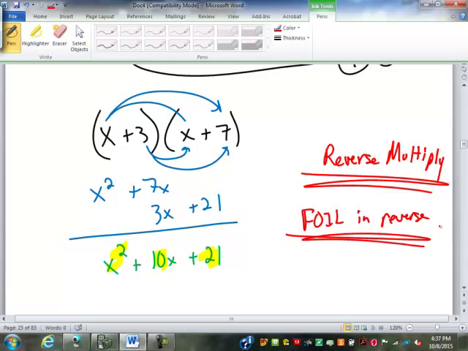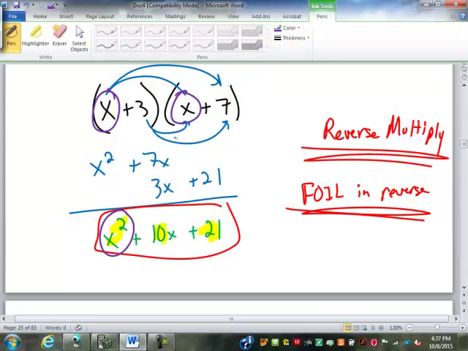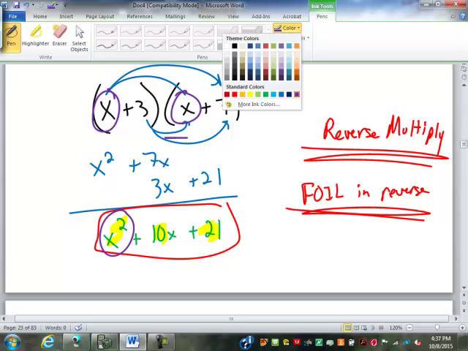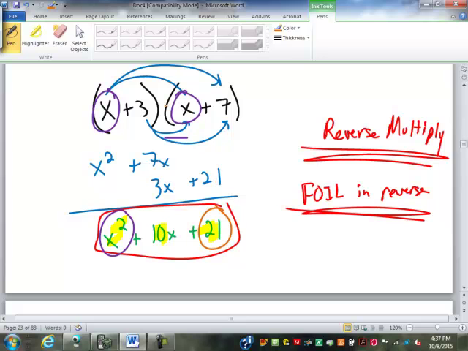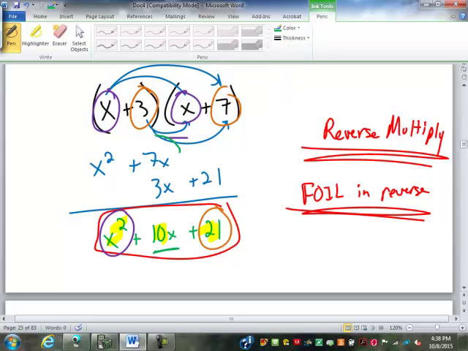I don't necessarily like FOIL, so I don't really call it FOIL in reverse, but it kind of is that. And what it is that we take this solution we got for this multiplication here, and we see that the x squared comes from multiplying those two numbers, x times x. And we see that the 21 comes from multiplying those two numbers, the 3 times 7. The middle digit, the 10x, is a combination of these two results, which comes from multiplying the outside, the x times 7 is 7x, and the inside, 3 times x is 3x, and then combining those to make the 10x.